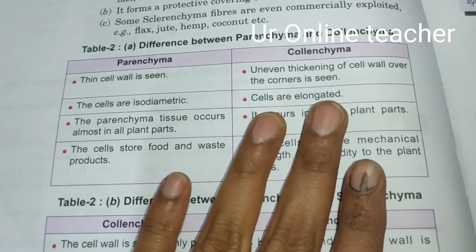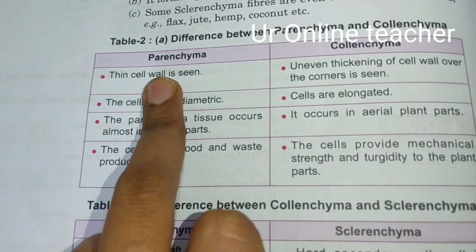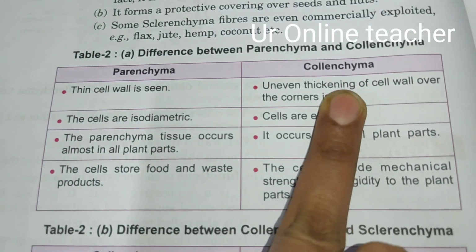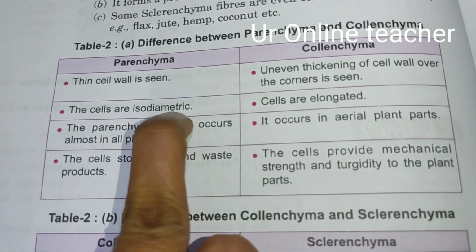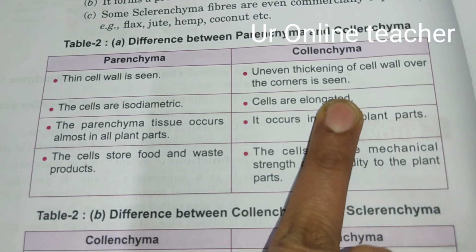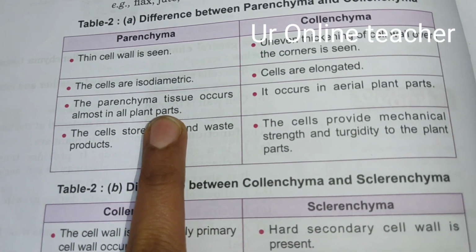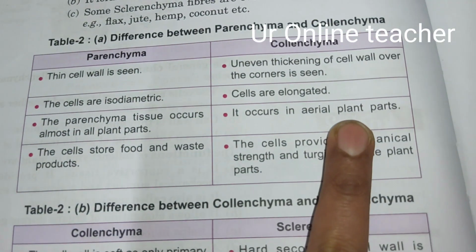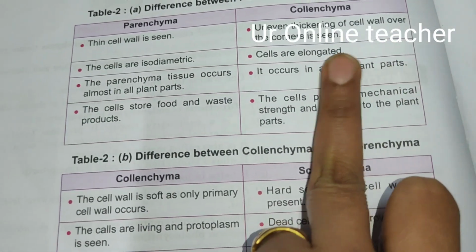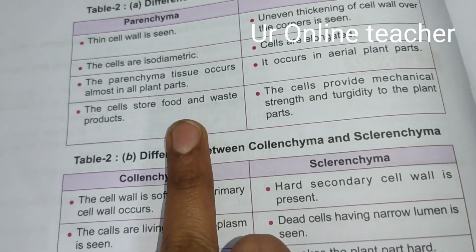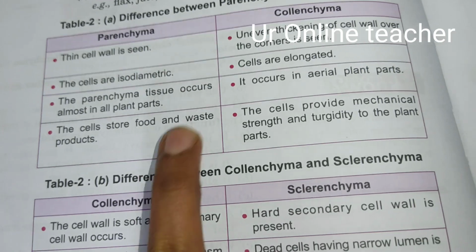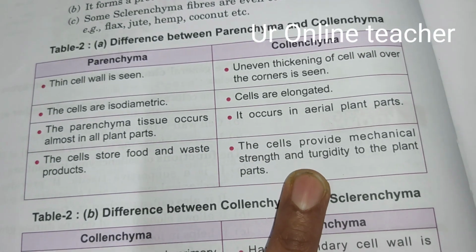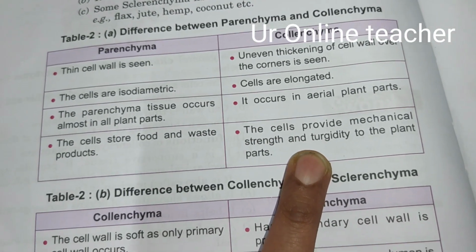Then let's see the difference between parenchyma and collenchyma. Thin cell wall, uneven thickening of cell wall. Here they are isodiametric. These cells are elongated. These occur in almost all plant parts. It occurs in aerial plant parts, meaning outside plant parts, which you can see. They will store food and waste products. This will provide mechanical support and turgidity to the plant.